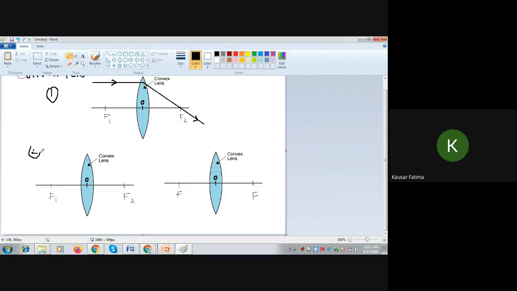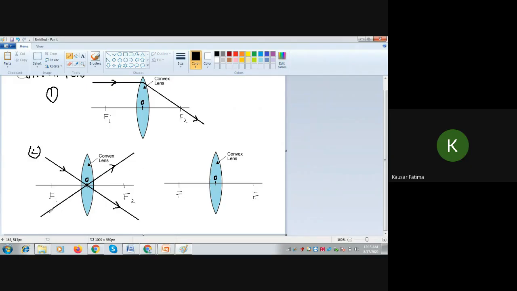Second ray, which strikes the optical center, it goes undeviated. What does that mean? The ray may be going this way. It is striking the optical center, so it does not deviate. It goes straight. In the same way, we have to put an arrow showing the direction of the ray of light. The ray coming this way will go this way. So I can draw direction.